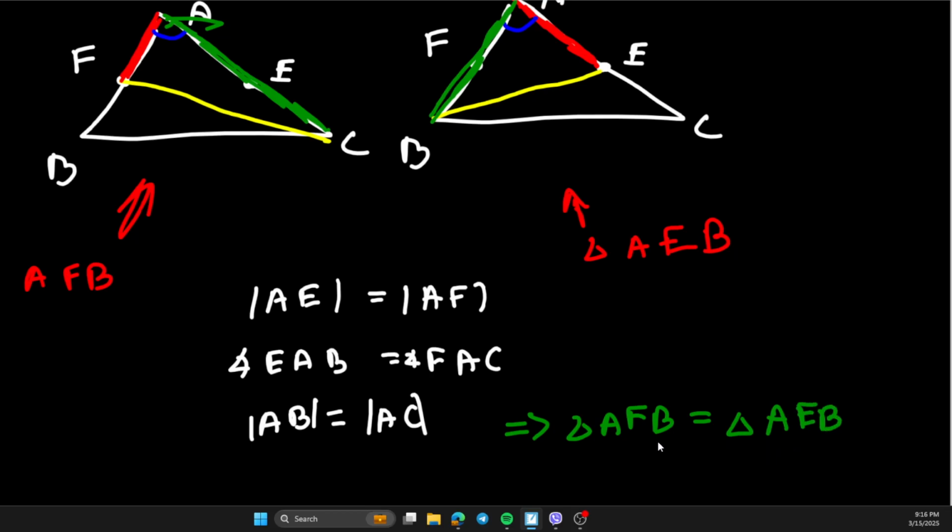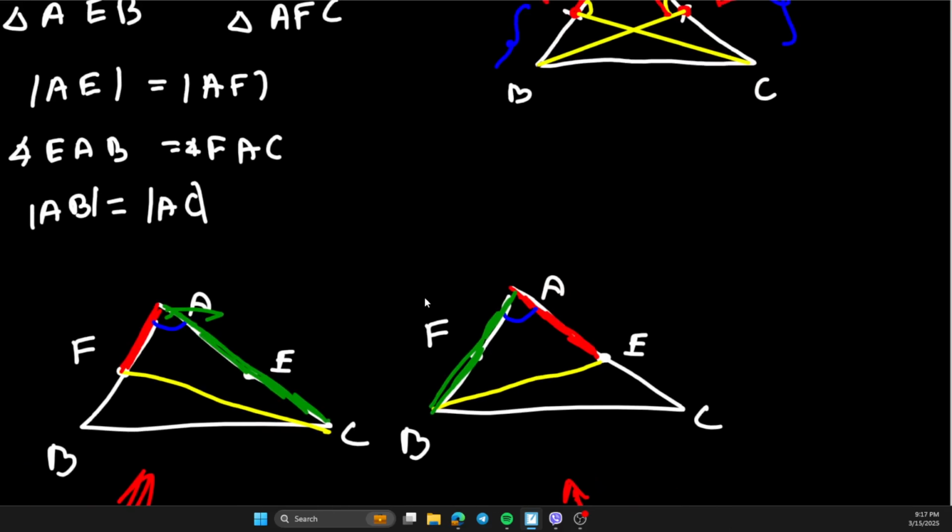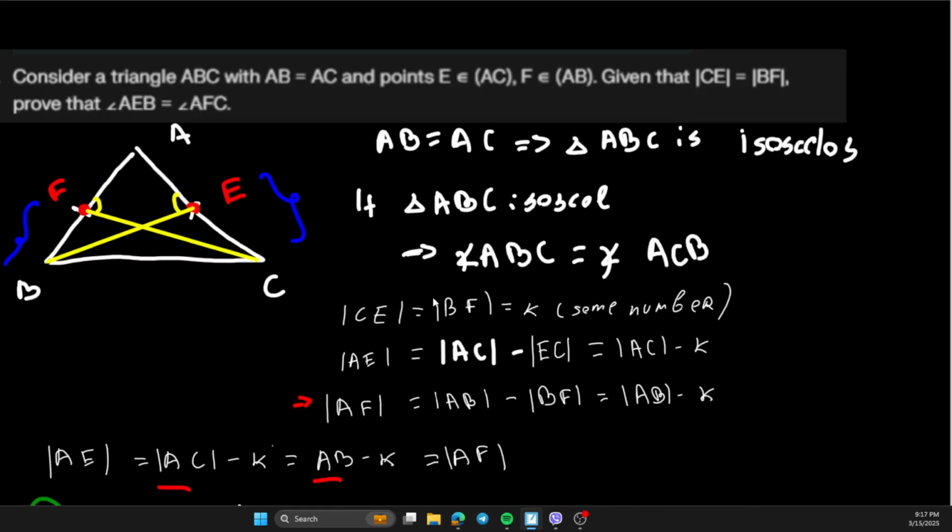Alright? Now, if they are the same, that basically means that the angle AEB is equal with the angle AFC. If the triangles are both the same, that means the angles are also the same. Okay. Does your brain kind of start on fire? Yes, a little bit.